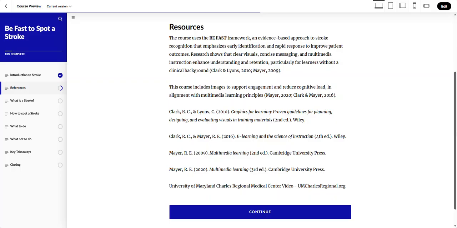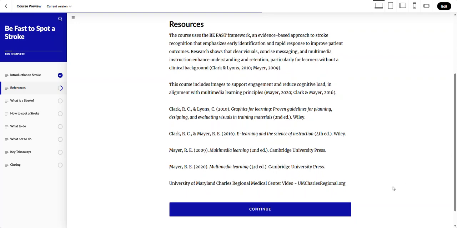principles (Major, 2020; Clark and Major, 2016). References below. Continue.